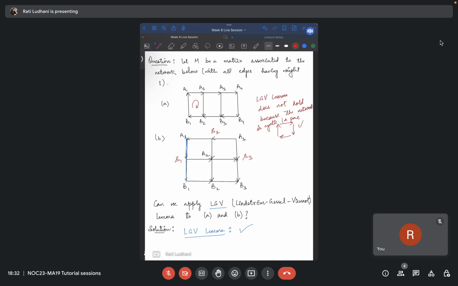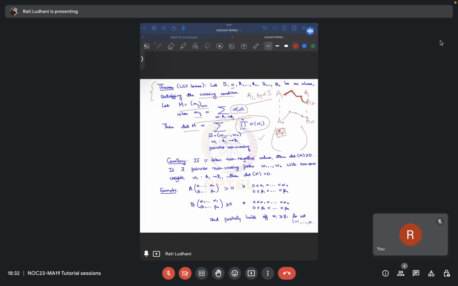Okay, great. In this B part, there is nothing like that. There is no cycle. So what can go wrong, or is there something else we should think about? There is one more condition. If you see here, there's a crossing condition. We should check if this holds, from A1 to B1.